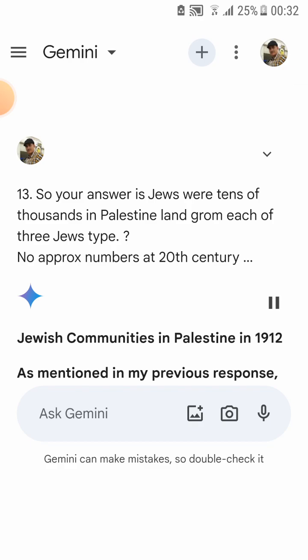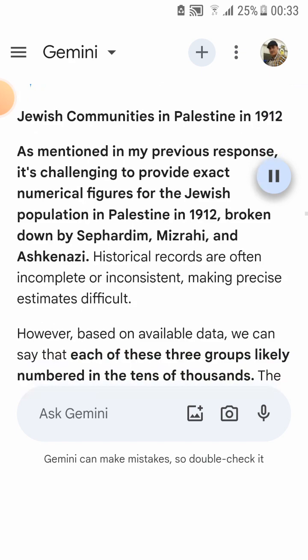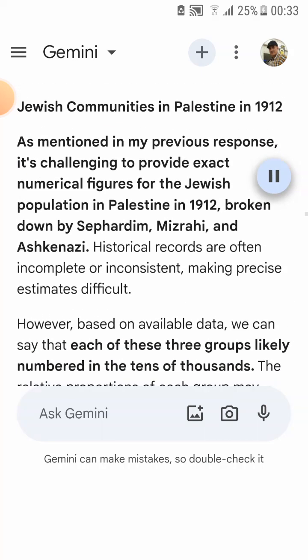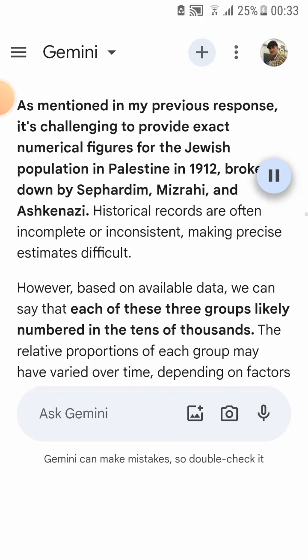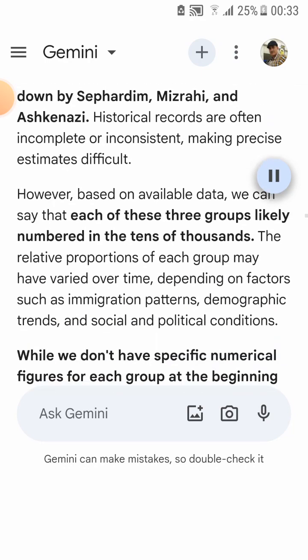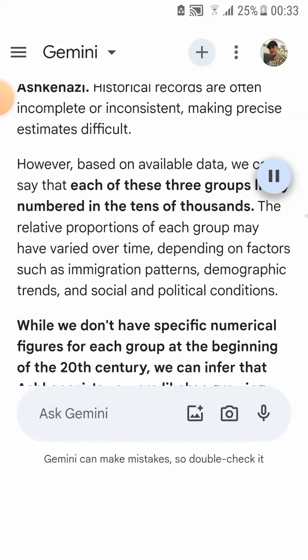Jewish communities in Palestine in 1912. As mentioned in my previous response, it's challenging to provide exact numerical figures for the Jewish population in Palestine in 1912, broken down by Sephardim, Mizrahi, and Ashkenazi. Historical records are often incomplete or inconsistent, making precise estimates difficult.